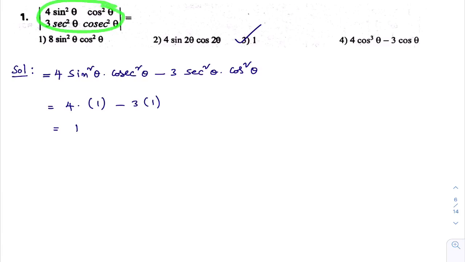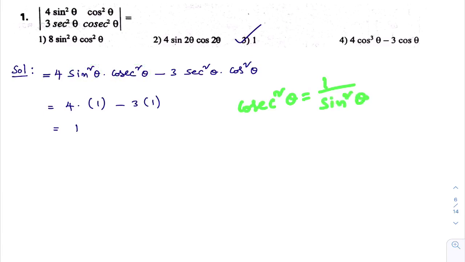You know how to calculate the determinant of a 2 by 2 matrix. You know AD minus BC. So what I will do, I will expand this determinant. You observe here, 4 sin square theta into cosecant square theta, AD minus BC, 3 secant square theta into cos square theta. You see here, sin square theta into cosecant square theta is 1. Why? Because cosecant square theta equals 1 divided by sin square theta.